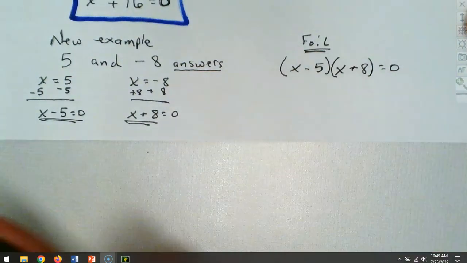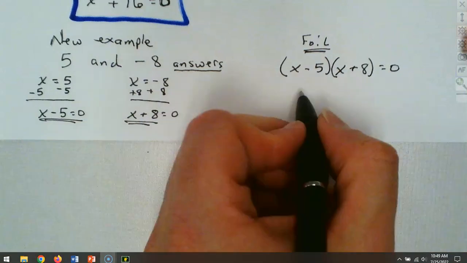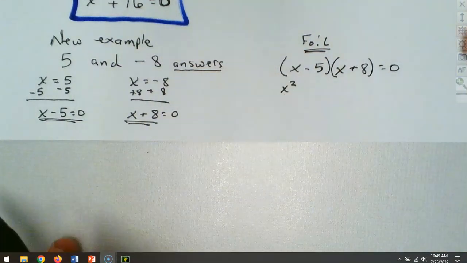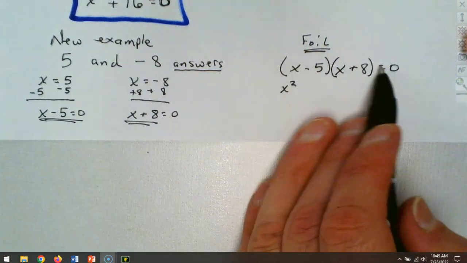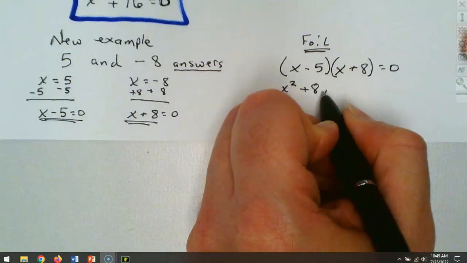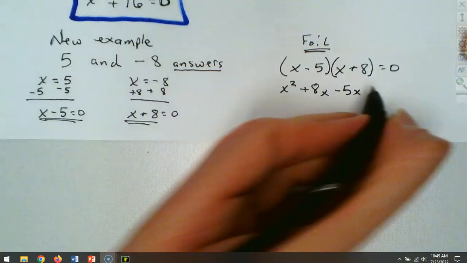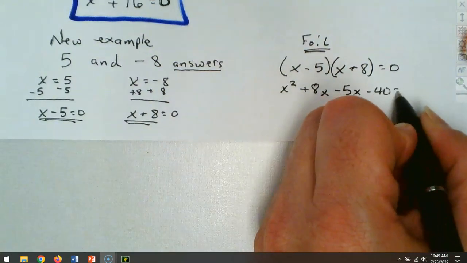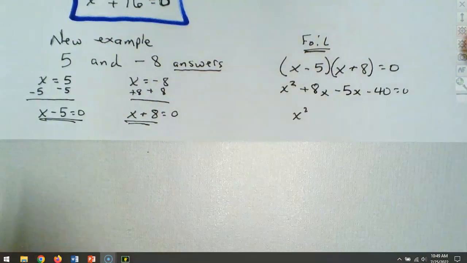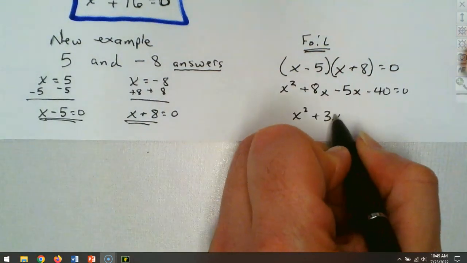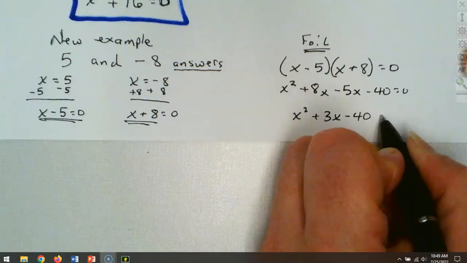And so if I FOIL here, first times first, well, that's an x squared. Outside and outside, that's an 8x. Inside's a minus 5x. Last and last is a minus 40. And so that gives me the original equation of x squared plus 3x minus 40 equals 0.